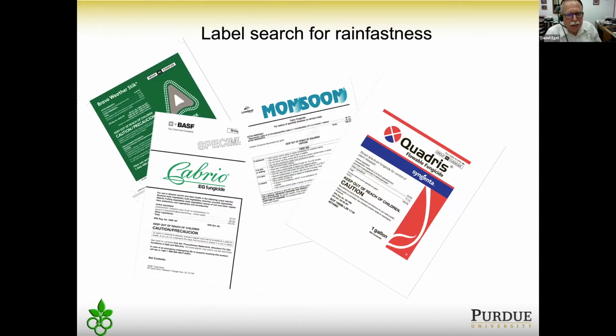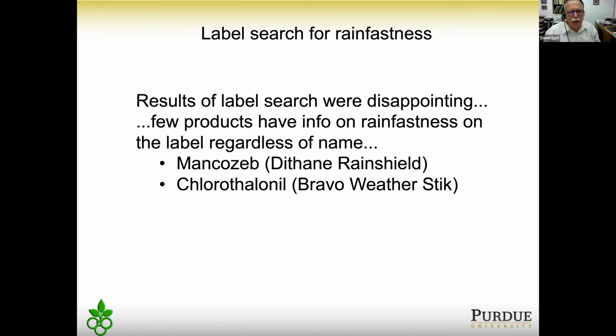So when I was first asked to give this talk several years ago, I thought, well, this will be easy. I'll just search the labels for rain fast or rain fastness, and then go through each label, and then I'll come up with, for each label, when is it rain fast, and under what conditions is it rain fast? So I didn't search every single label, I suppose, but I searched the vast majority of labels that you would use in vegetable production, and the search results were disappointing.